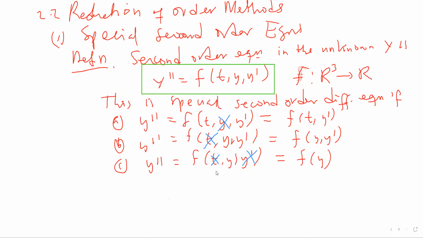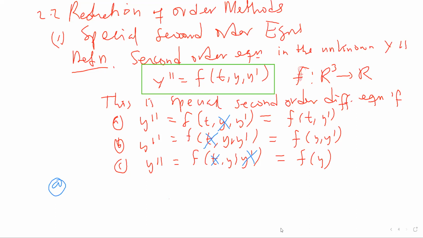All right, so usually what we know is that whenever we have this kind of special second order equation, it's usually easier to solve. Okay, so let's take them one by one. Let's take the first one, A, where the function y is missing.